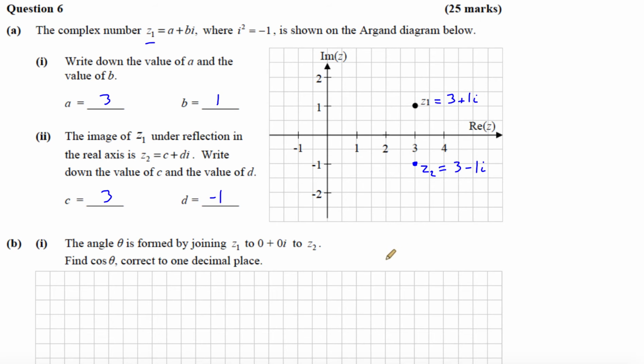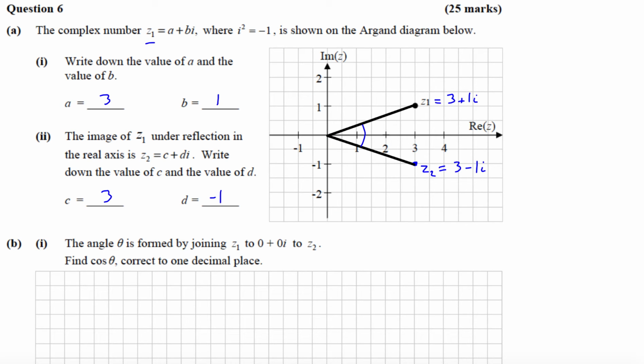Okay, so part B1 says the angle theta is formed by joining z1 to 0 plus 0i to z2. Find the cos of this angle theta correct to 1 decimal place. Okay, so let's try and visualize the angle we're talking about. So from z1 back to 0 plus 0i, or the origin, and then back to z2. So that is the angle we are actually looking for, this angle here in blue. And we're trying to find the cos of that angle.